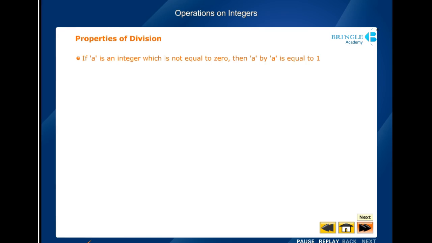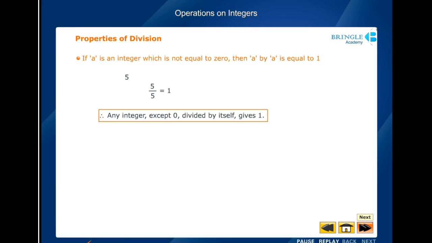If a is an integer which is not equal to 0, then a divided by a is equal to 1. Consider the integer 5. 5 divided by 5 is equal to 1. Hence, any integer except 0 divided by itself gives 1.